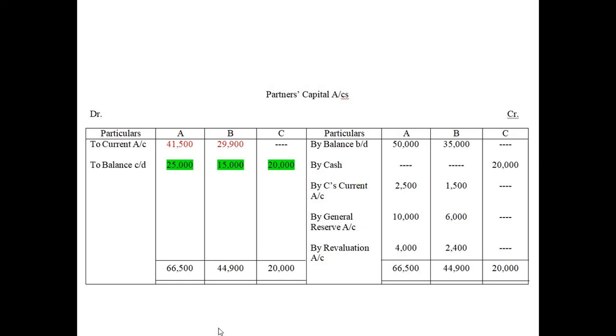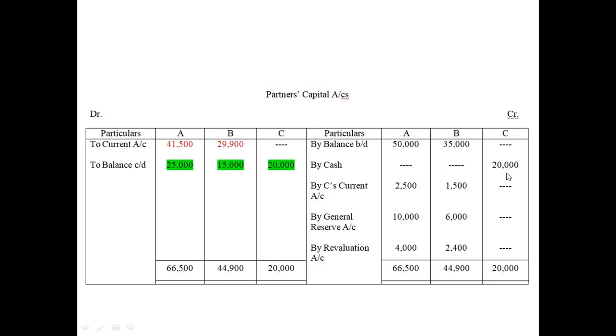Same condition here. Partners' capital account. You just have to write all the items, and we write by balance b/d 50,000 and 35,000 for A and B. This is taken from the balance sheet. Here in this question we have cash, so we write by cash amount 20,000.